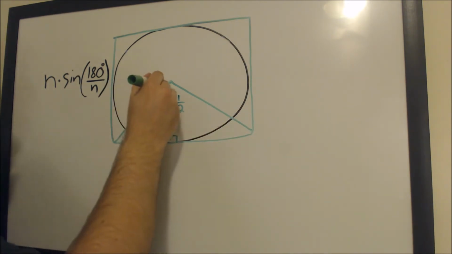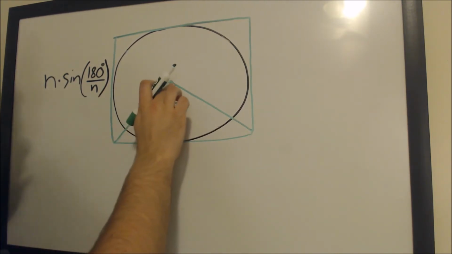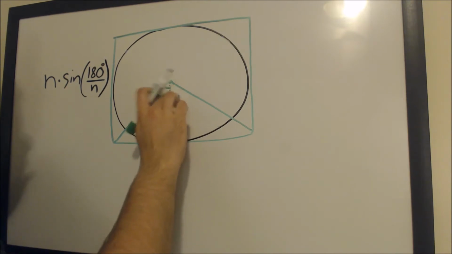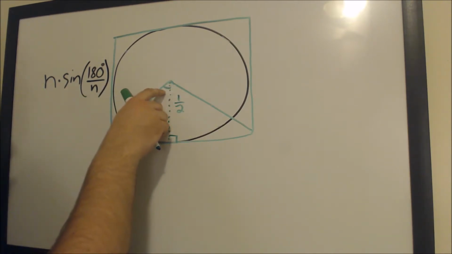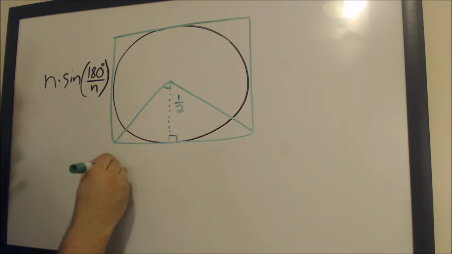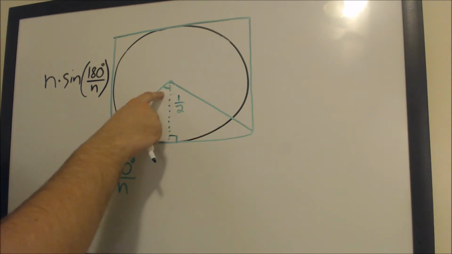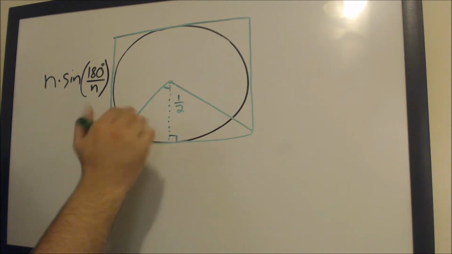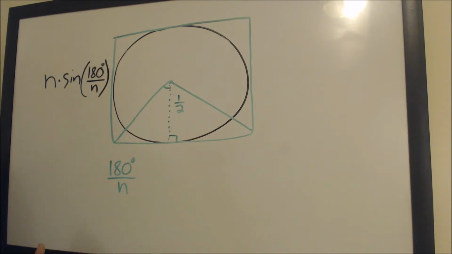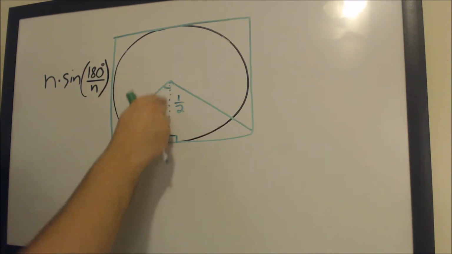As before, this angle here, by the same reasoning that we did before, is simply 180 degrees divided by n. So we have 180 degrees divided by n. Okay. Now we want to find this side, the side from here to there. Now we don't know the hypotenuse of our triangle anymore, but we do know the adjacent side.